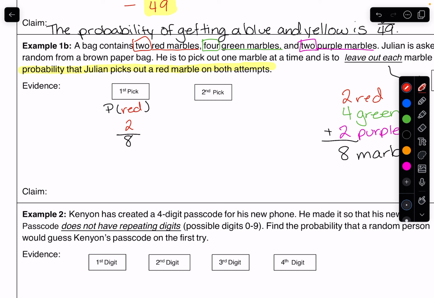Let's say he took out that red. He got that red, he left it out. For the next one, the probability of another red. Now because he took out 1 marble, there's only 7 marbles in the bag. And let's say he did take out that red. So then he's just left with 1 chance of getting a red.